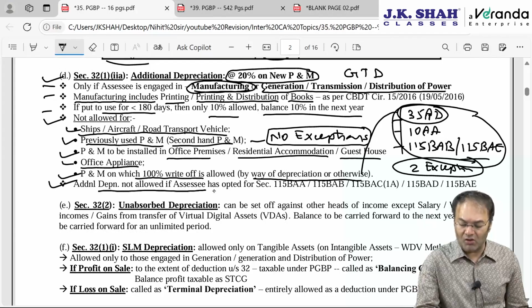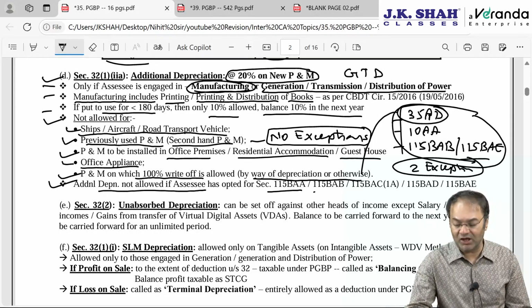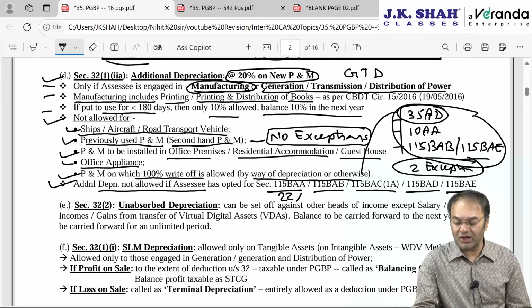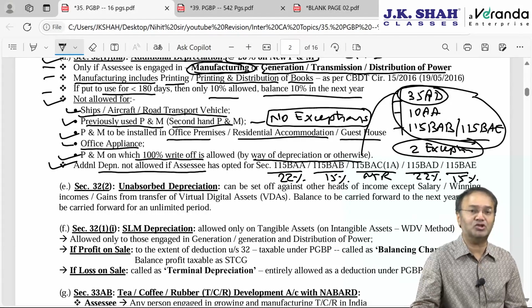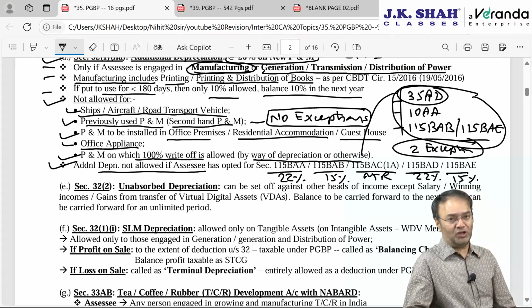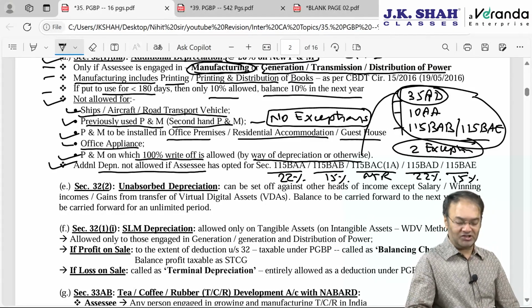Additional depreciation is not allowed if the assessee has opted for 115BAA, BAB, BAC 1A, BAD, BAE. These are: 22% tax rate for domestic company, 15% tax rate for new manufacturing company, 22% tax rate for resident cooperative society, 15% tax rate for new manufacturing resident cooperative society, and 115BAC subsection 1A is the new tax regime applicable to individual, HUF, AOP, BOI and AJP.